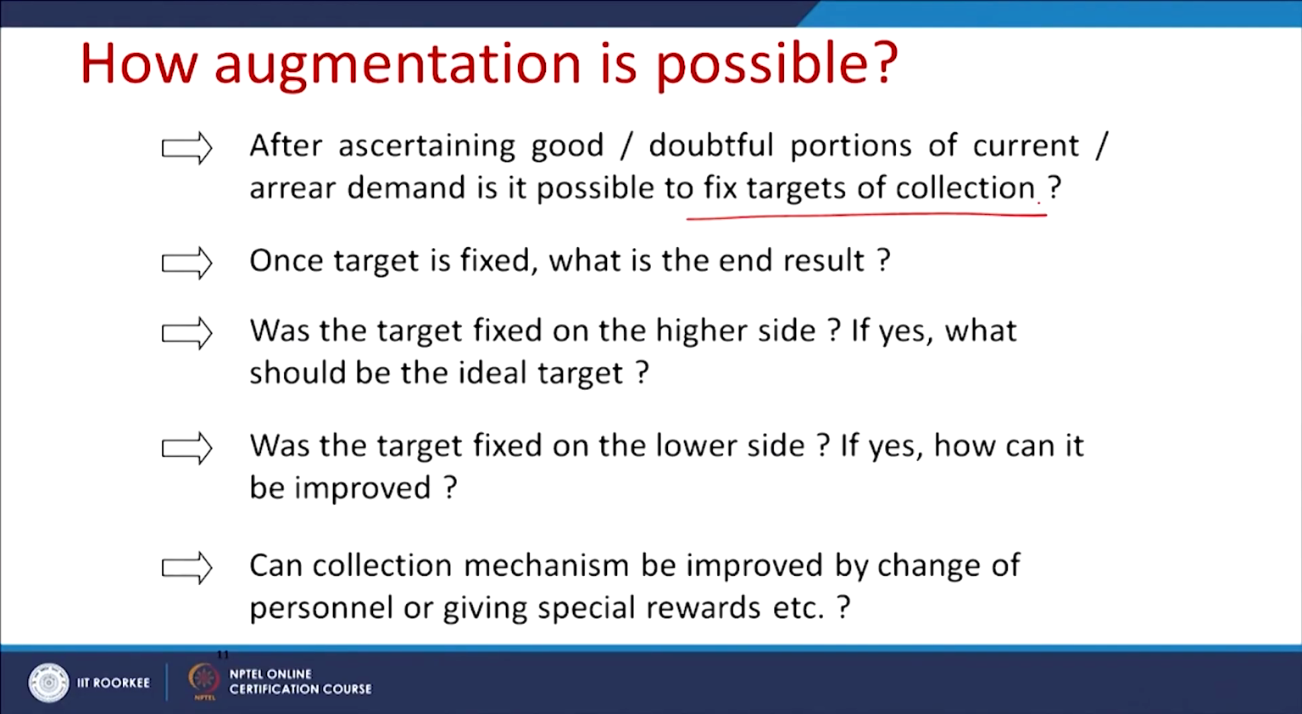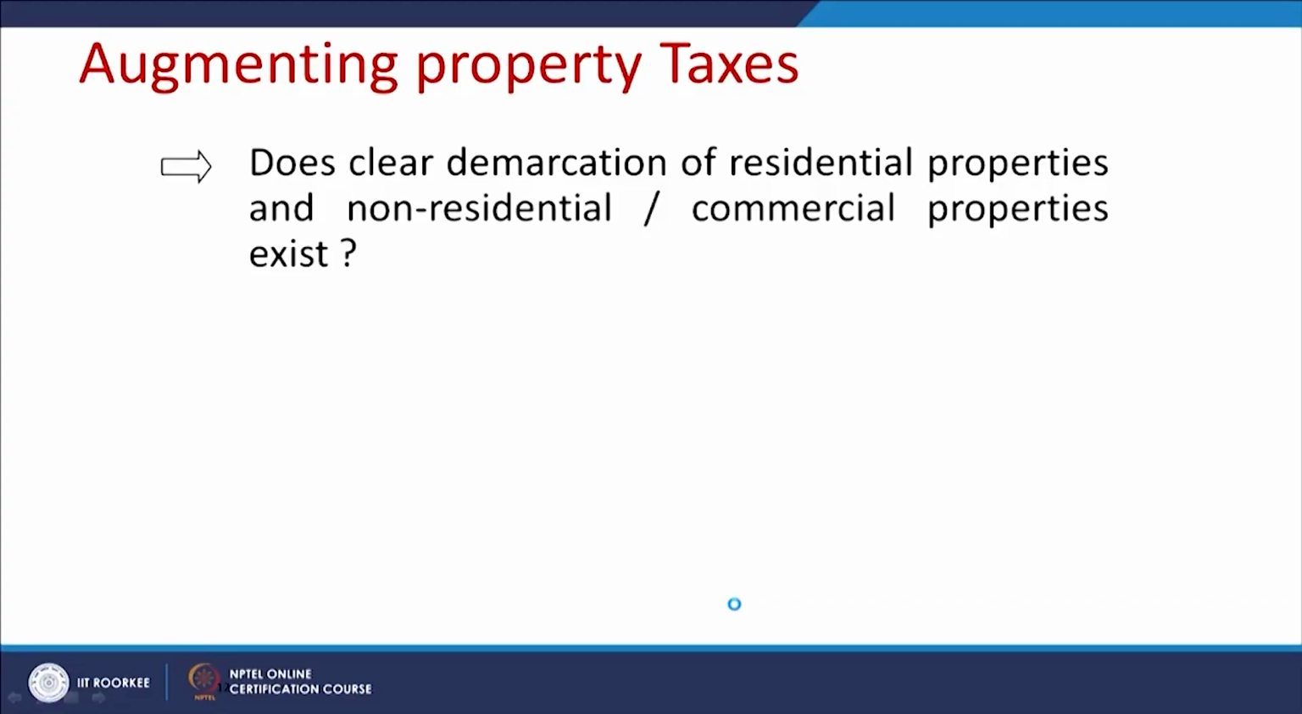Next is, can the collection mechanism be improved by change of personnel or giving special rewards? Now, how can you improve the collection mechanism, either by giving training or by giving some incentives to your team members. Then, is there clear demarcation? Now, these are the augmenting strategies for the property tax.